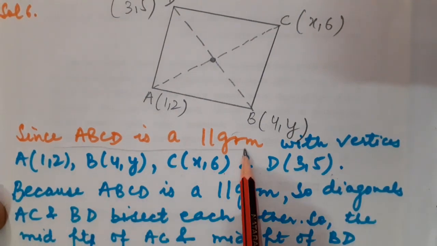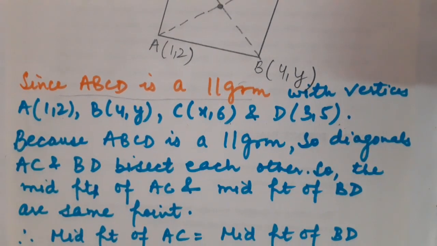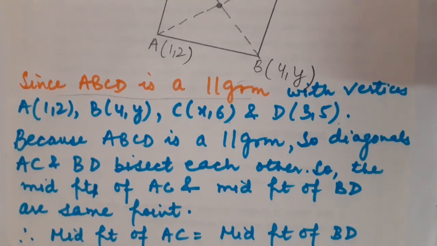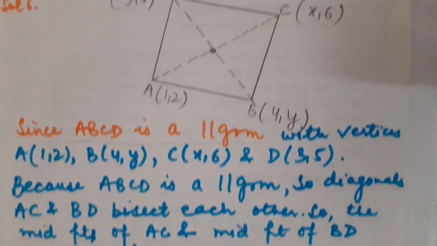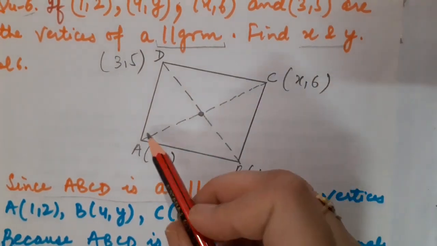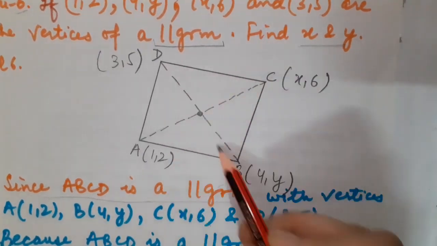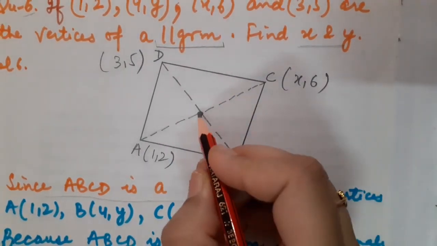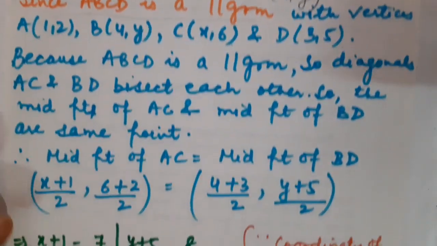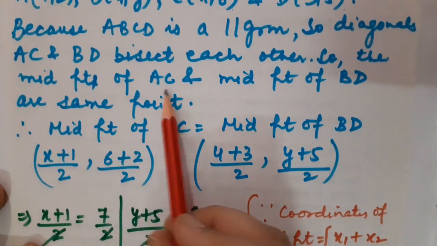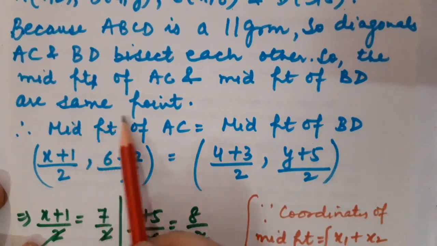Since ABCD is a parallelogram, then you know as per the property of a parallelogram, the diagonals of a parallelogram bisect each other. So what can I say? That if AC and BD both bisect each other, then the midpoint of both the diagonals must be same. So the midpoint of AC and midpoint of BD must be same.